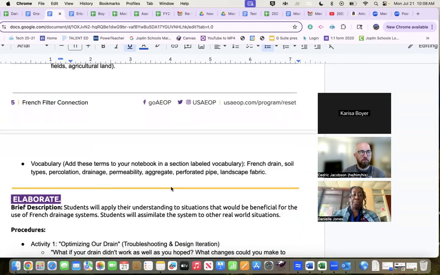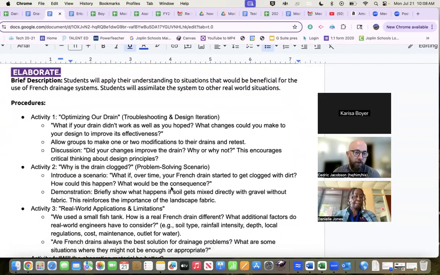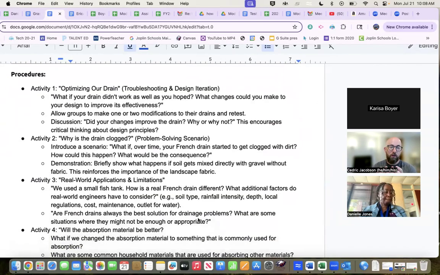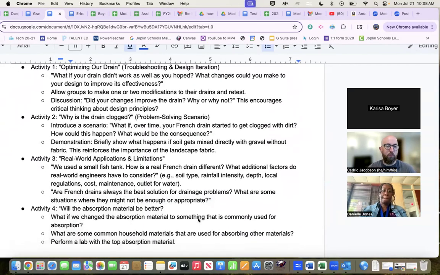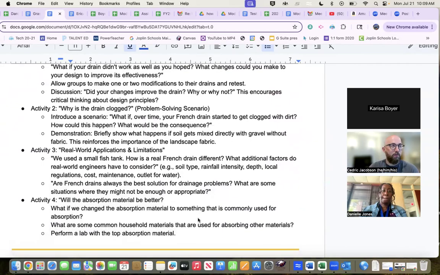From there, we get to our elaborate section. In the elaborate section of this lesson sequence, as is common for all elaborate sections, the goal is to apply our understandings in new situations. And those new situations force us either to develop deeper understanding or broader understanding of how our system works in the bigger picture. And we're doing that here through a number of different activities.